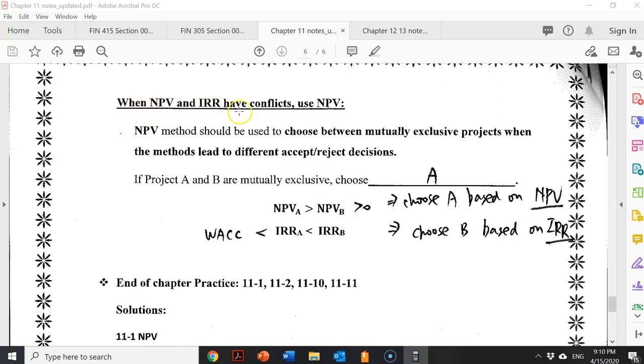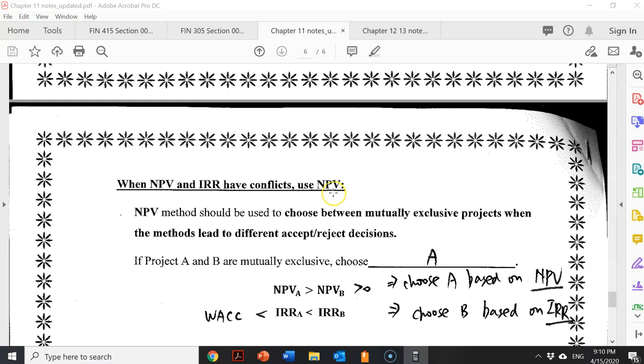When NPV and IRR have conflicts, we should use NPV. Again, we think NPV is better than IRR because it has a more realistic discount rate. So if NPV and IRR lead us to the same decision, we don't have any worries. But if they lead to different decisions, we would go with NPV.